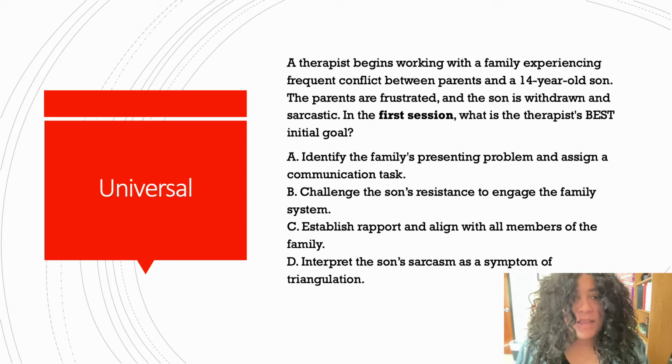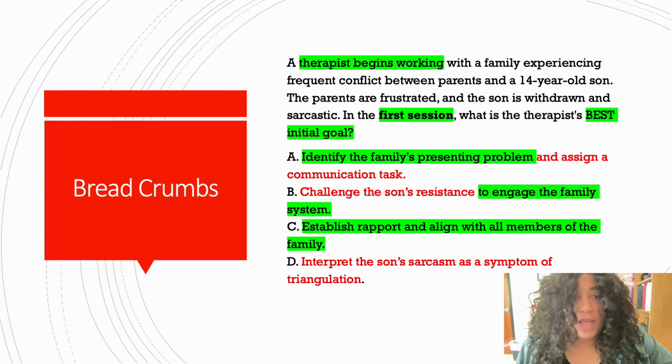So A says, identify the family's presenting problem and assign a communication task. When I show you the breadcrumbs to this, you're going to understand why each of these answers are not the best answer and why there's only one that will match everything that is in the vignette. So go ahead and take a look at some of the responses. B says challenge, C says establish rapport, right? And D says interpret. So let's take a look at the breadcrumbs and how I breadcrumb to show you the best way to find this answer.